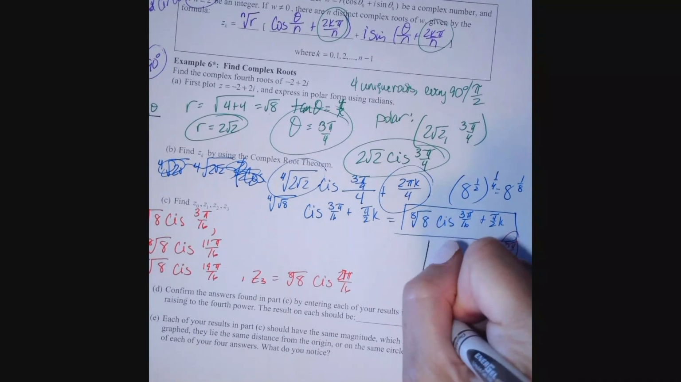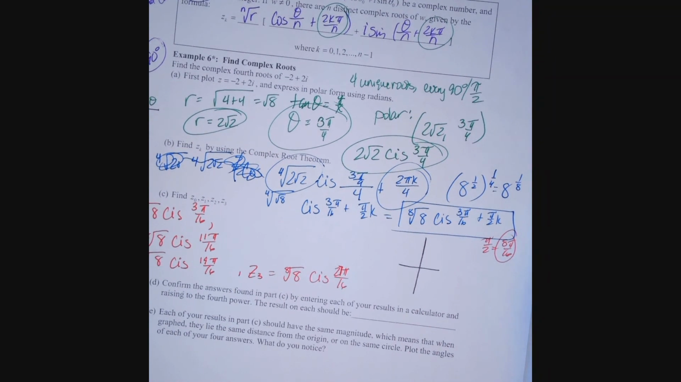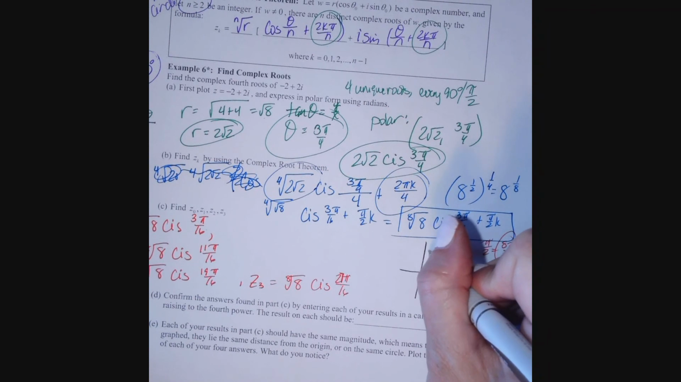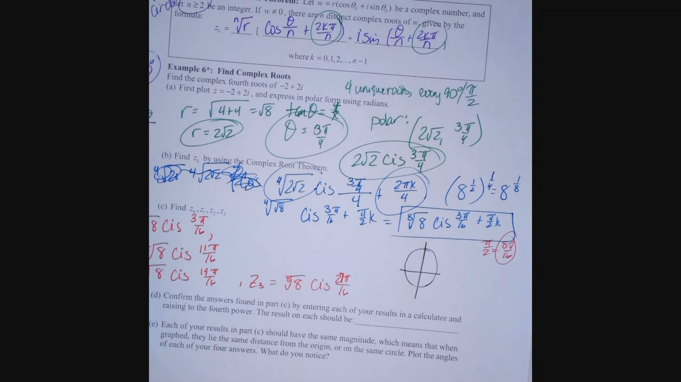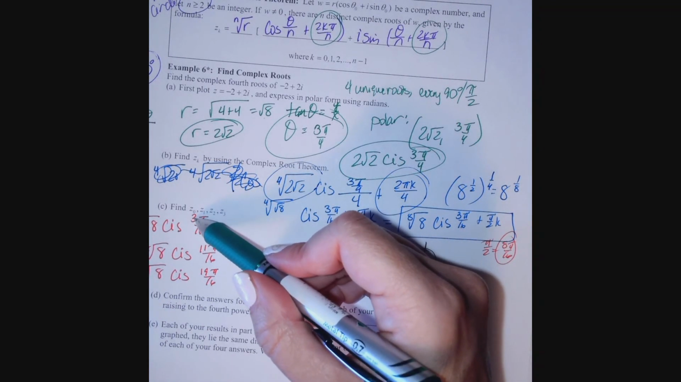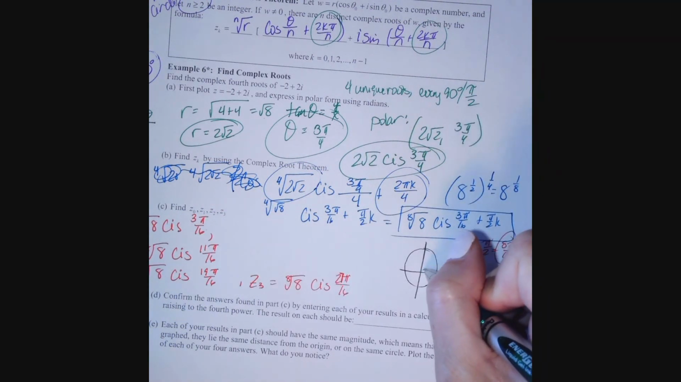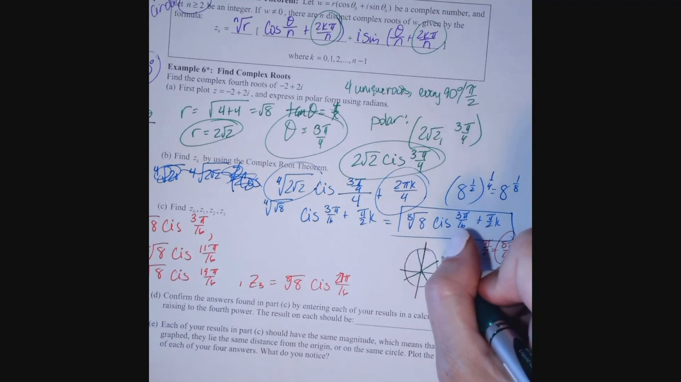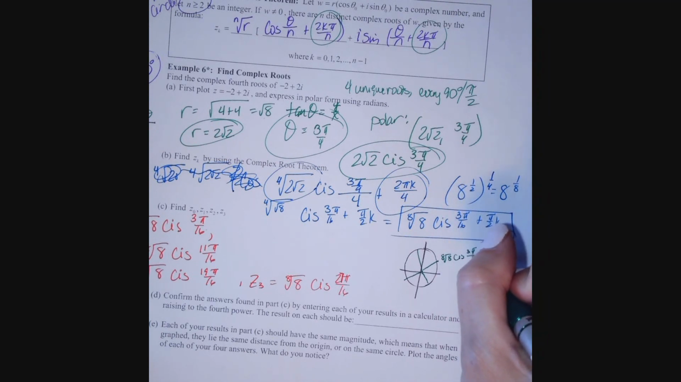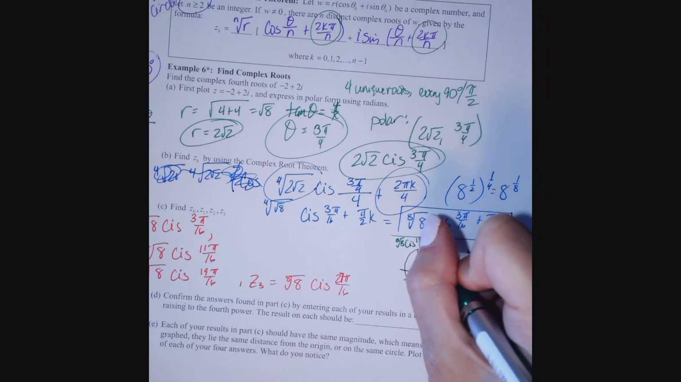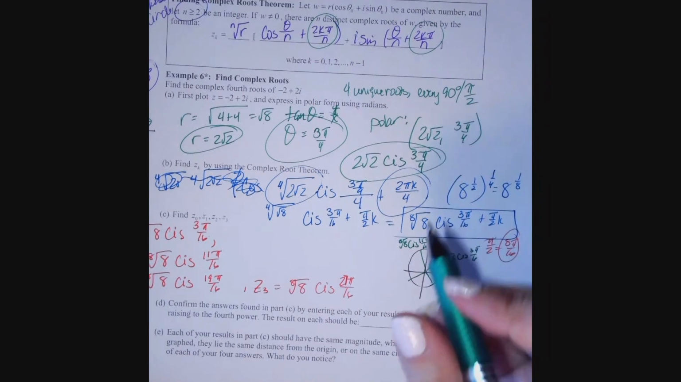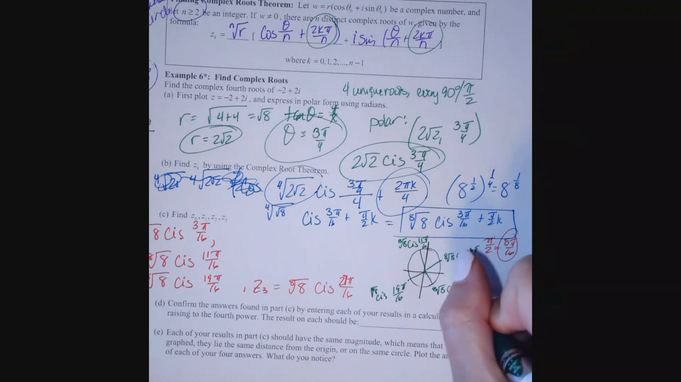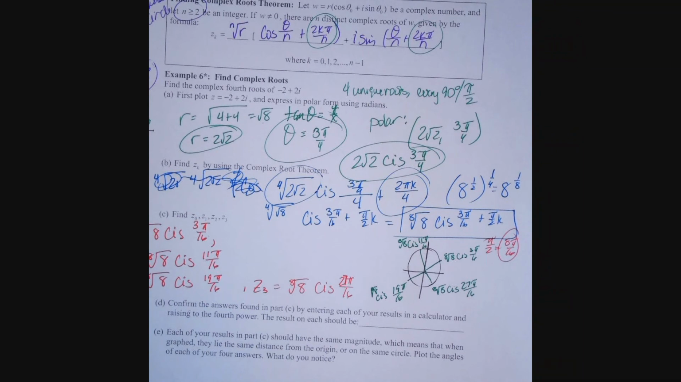If I wanted to graph those, it doesn't ask me to, but if I wanted to, I would think about where this first one would be. Now, this 8th root of 8 is how far out I go, that R value. Well, my first root, 3 pi 16ths, is almost, see, 4 pi 16ths would be pi fourth, so it's almost pi fourth. So it's going to be about right there, and then I add 90, and then I add 90, and I'm going to end up with roots all the way around my circle. So 8th root of 8 CIS 3 pi 16ths, 8th root of 8 CIS 11 pi 16ths, because 8 pi 16ths would be pi half. Then I've got 19 pi 16ths down here, and 8th root of 8 CIS 27 pi 16ths. So that's where my roots fall.